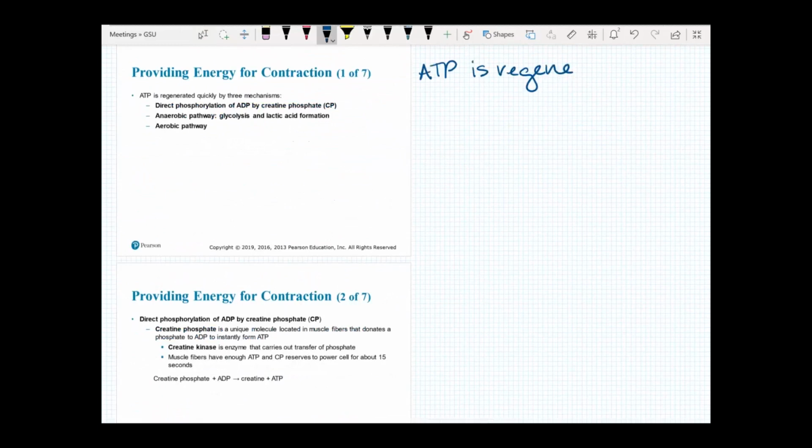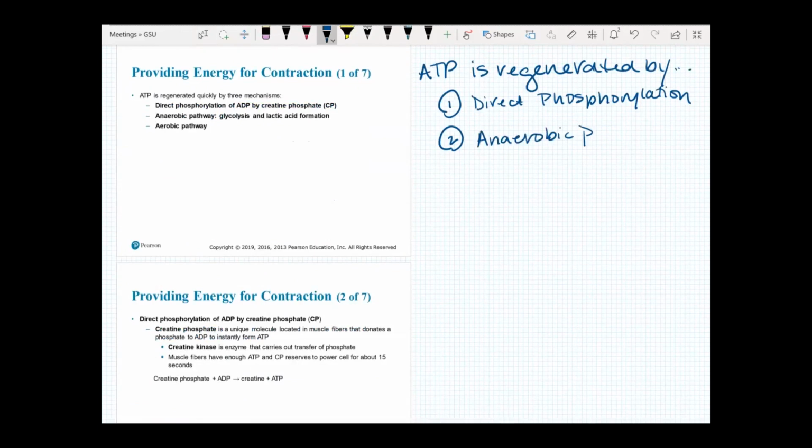So we can make more of it by 3 different ways. The first way is going to be a process called direct phosphorylation. It's an easy process to know. Second process is going to be the anaerobic pathway. And if we have the anaerobic pathway, we're also going to have an aerobic pathway. So these are the 3 ways.